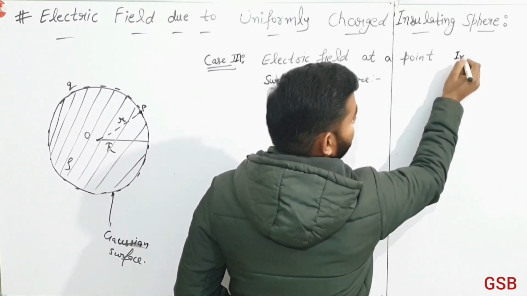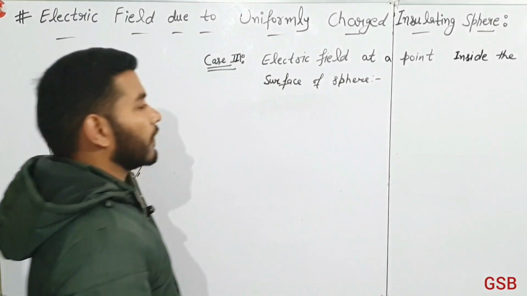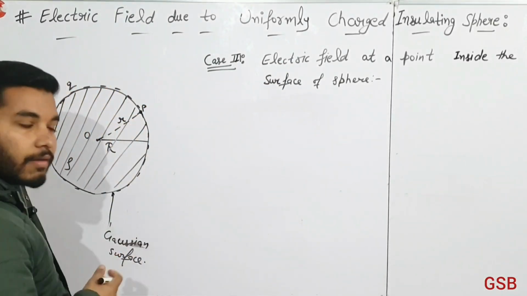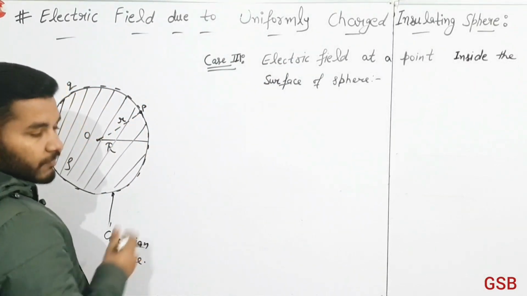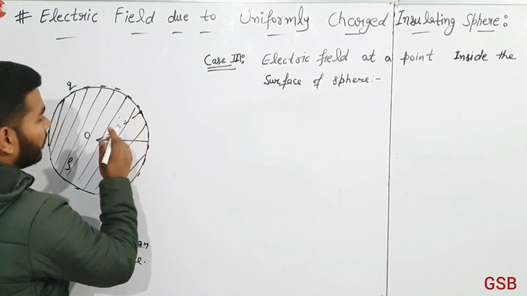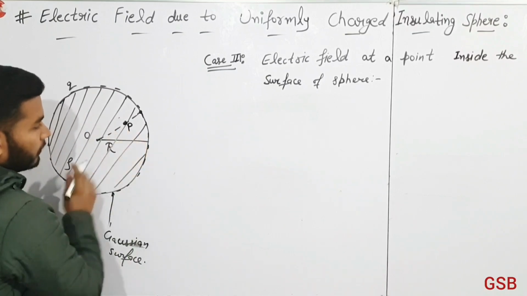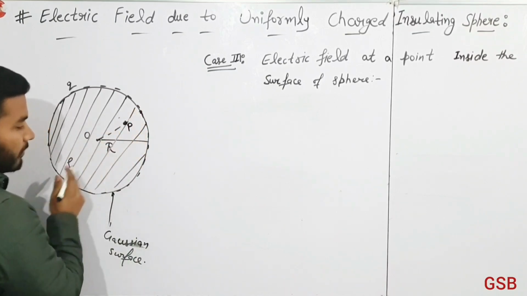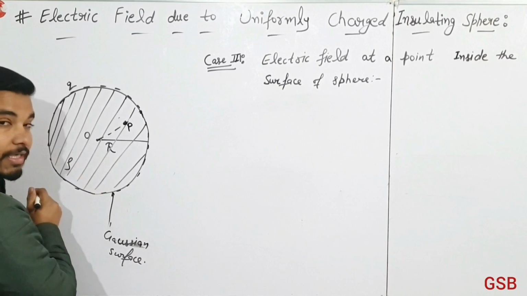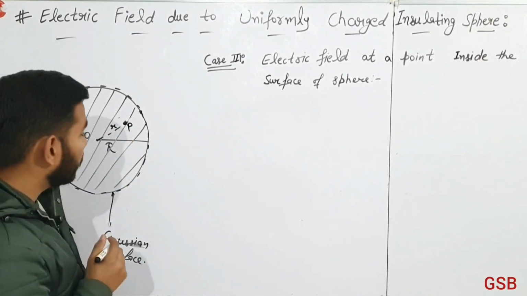Point inside the surface of a given sphere. Now let us consider that the point P lies inside the sphere. This is point P, and the distance between the center of the sphere and the test point P is small r.